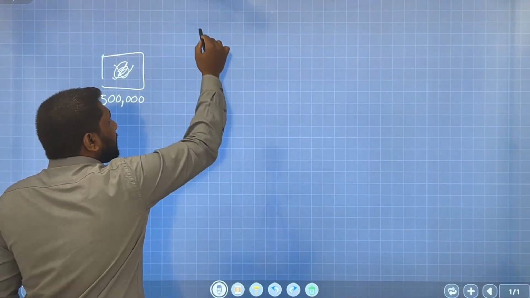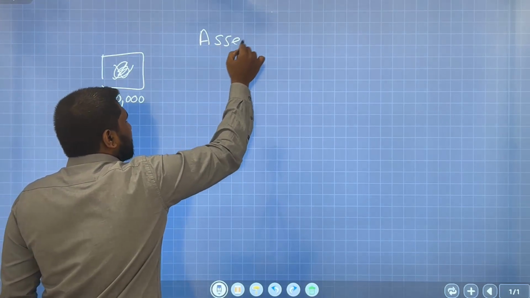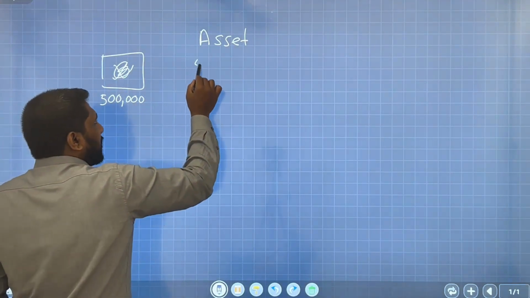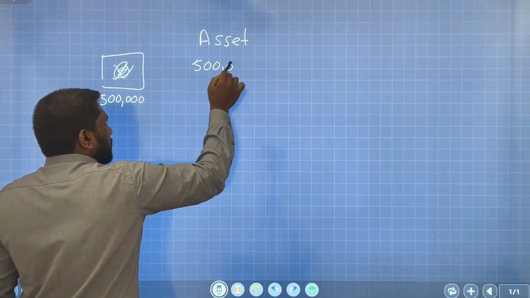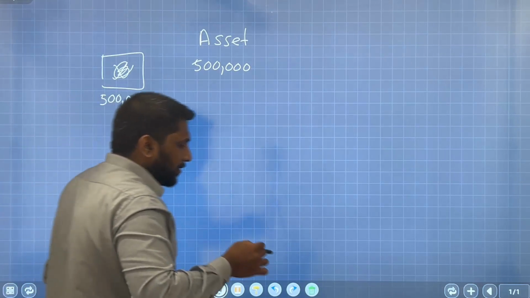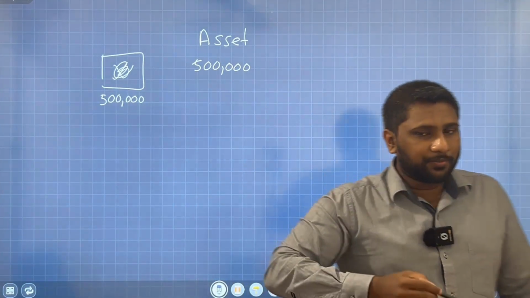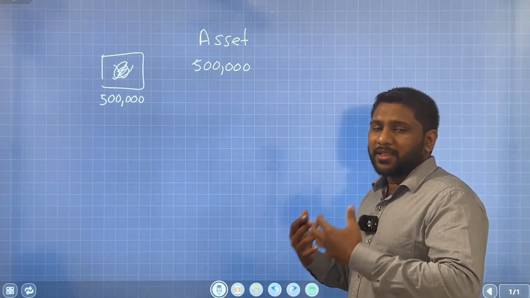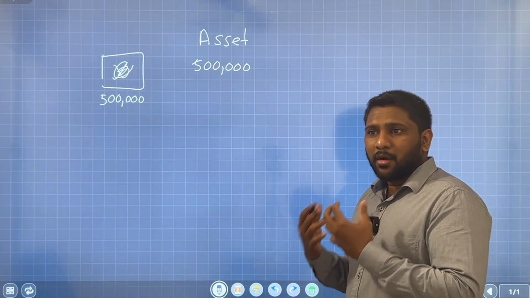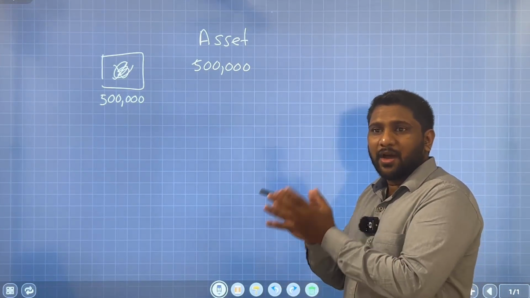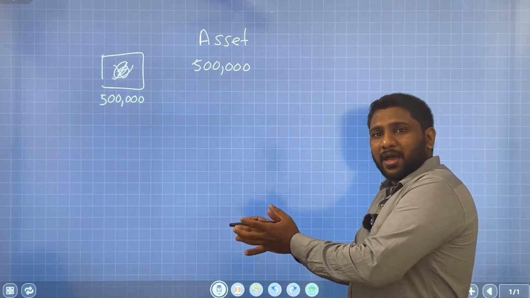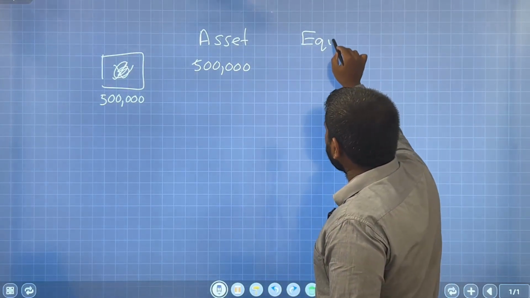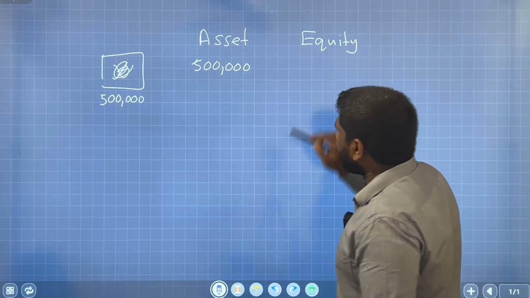So business is getting an asset. So what is the asset that business is getting? The machine. The value of the machine is how much? 500,000. So the business is getting an asset which has a value of 500,000. And who is bringing this asset? As the owner, I am bringing the asset. So whatever the amounts or the portion which is there for the owner, it will be there under the equity. Whatever the owner's portion of the business will be there under the equity.